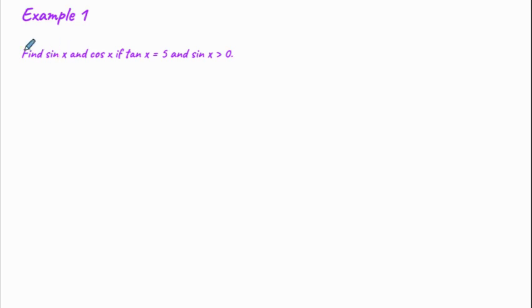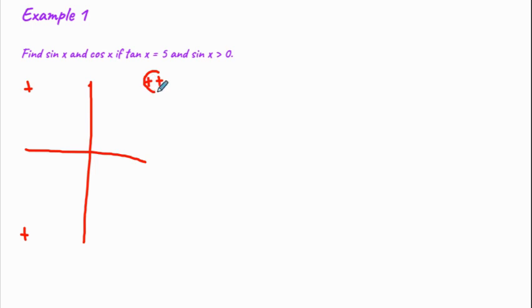Okay, so example 1 is actually a review problem from the past unit. Find sine and cosine if tangent equals 5 and sine is greater than 0. So this was when we set up a coordinate plane. And we know that tangent is positive. So tangent is positive in the first and the third quadrant. And sine is also positive. Sine is positive in the first and the second. Yeah, that's right. Second quadrant.